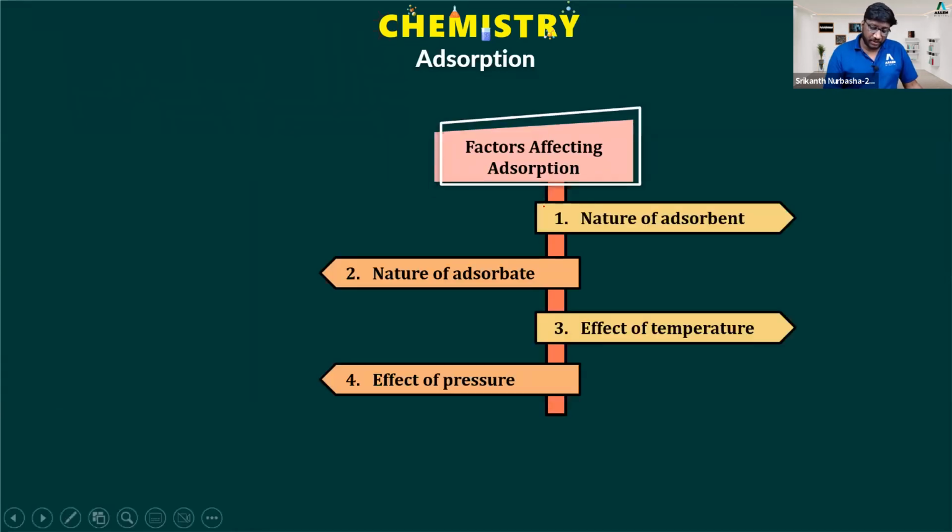Factors affecting adsorption. There are different factors which are affecting the adsorption. What is the first one? Nature of adsorbents. Which type of adsorbent can you consider? Nature of adsorbents, nature of adsorbate, effect of temperature, effect of pressure. Effect of pressure you can study with respect to adsorption isotherms, Freundlich adsorption isotherm, and Langmuir adsorption isotherm. Nature of adsorbents. So for an adsorbent, we should have more surface area.